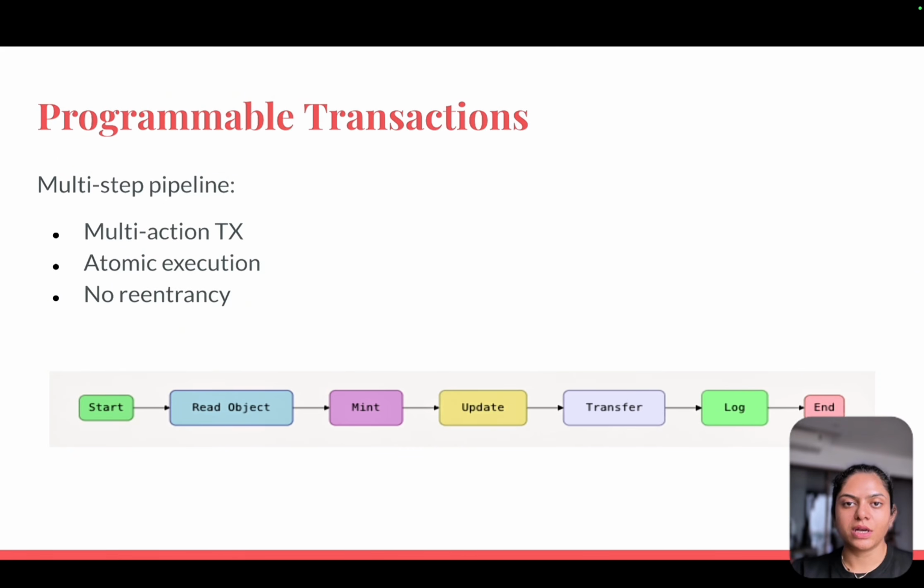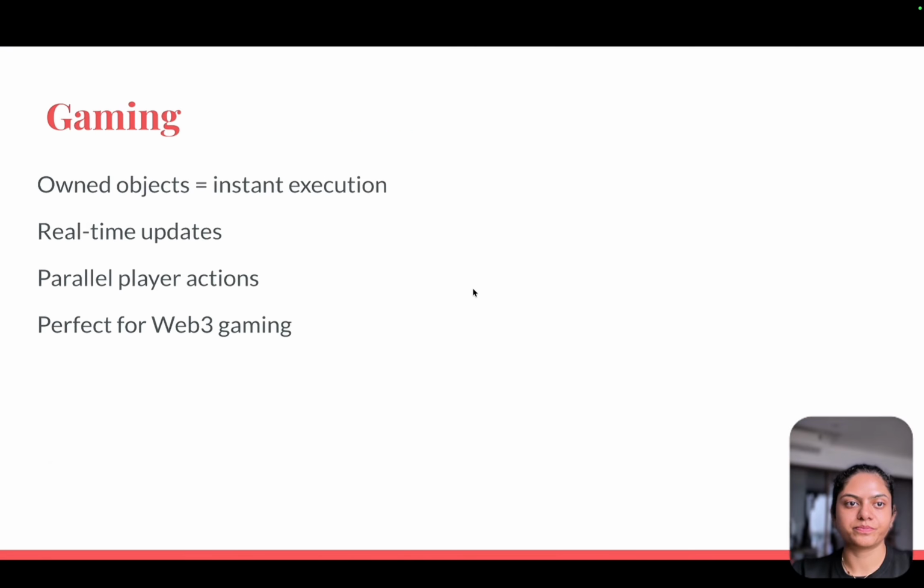Example: read player inventory objects, mint new weapon objects, update player state objects, transfer minted weapons, log events. All that inside one transaction with no reentrancy risk. So it's a multi-action transaction, atomic execution at one time, no reentrancy. There is a start, then read object, then the mint and update happen, after that the transfer happens, and then the log and the end. That is how programmable transactions work.